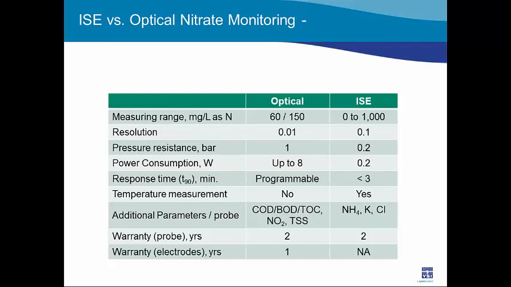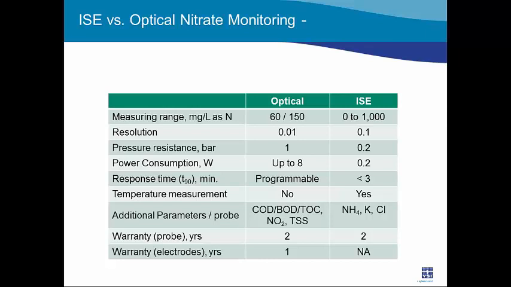Performance, of course, you're interested. You want to know about that. How does the performance compare between optical and ISE style probes? Well, starting with the measuring range, optical probes measure pretty high nitrates, suitable for most municipal wastewaters. An ISE has an advantage there in that it can go up to 1,000 milligram nitrogen per liter. So in some applications, that's going to be important.